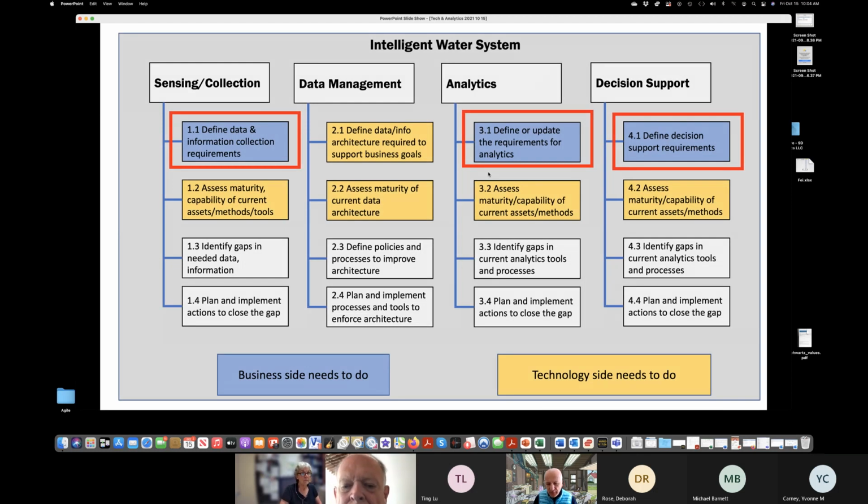diagram that it seems last time appealed to people, with the blue boxes are what the business side needs to do before we start making decisions about technology, before we start purchasing or configuring or anything like that. And these are the three boxes, defining the requirements for data collection, for analytics, and for decision support. Those are three areas that will provide a foundation for the work related to technology that we would engage later on.